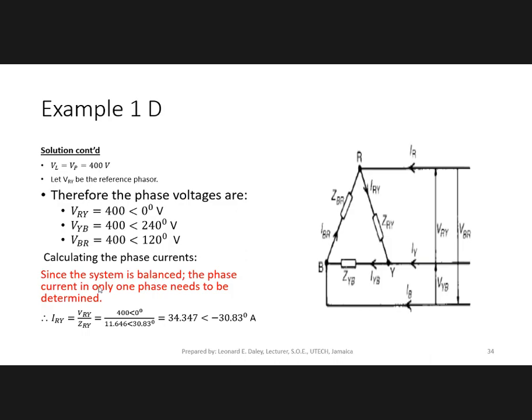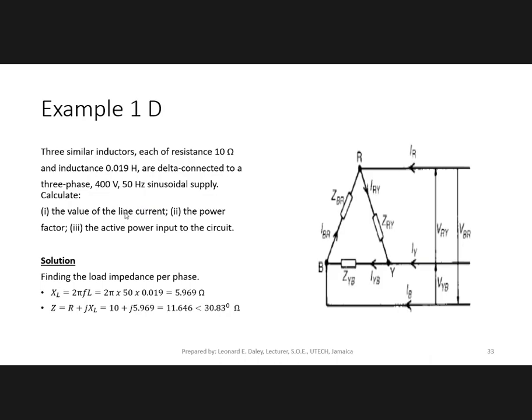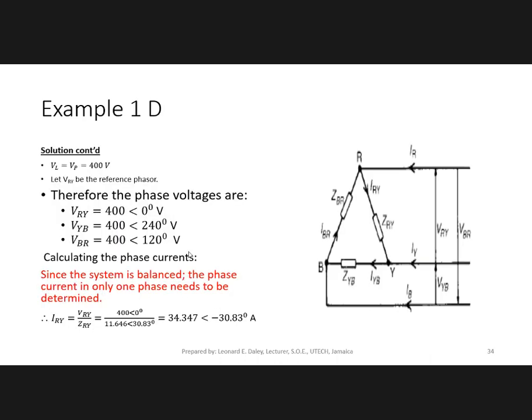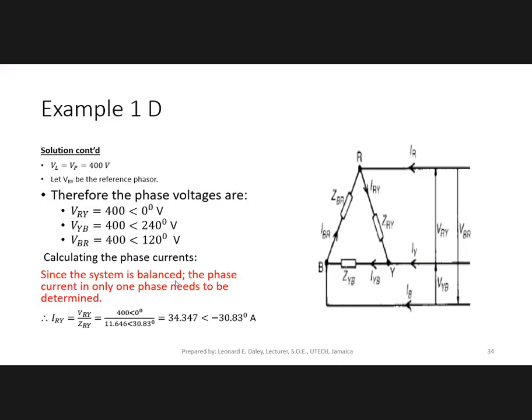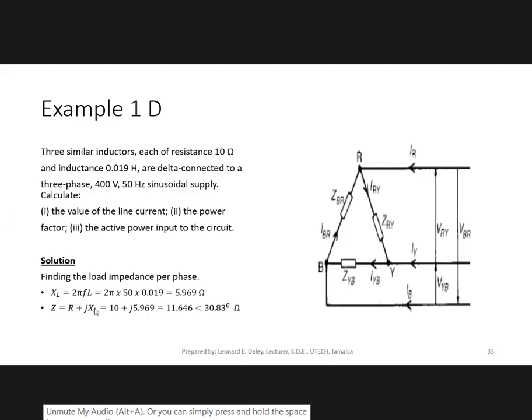Now, we're calculating the phase currents, but since the system is balanced, we only need to calculate for one phase. All right. In this case, they had said find the line current, the value of the line current. So we only really need, since the system is balanced, to find one line current. And when you see them write it like this, they really just want the magnitude. If you give magnitude and angle, though, you will be more accurate. But maybe not necessary for the way the question is asked.